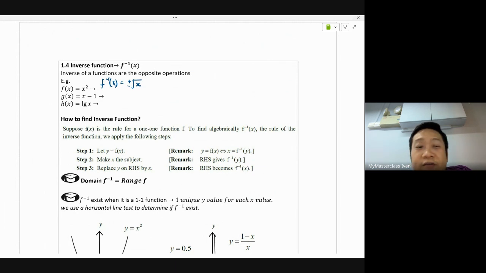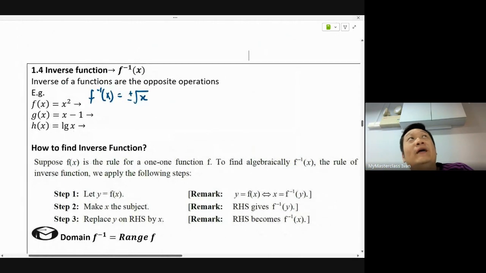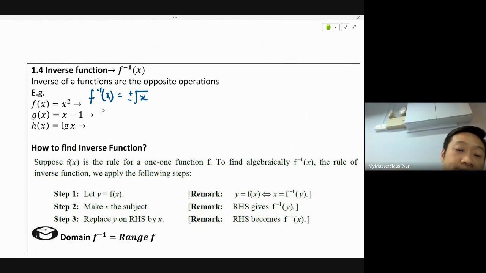F inverse. So inverse is like f to the power of -1, but this is not power -1. It's an inverse, okay, it's not power. F prime x is for differentiation. So what is the inverse of plus 1? So basically g inverse x is equal to x minus 1.